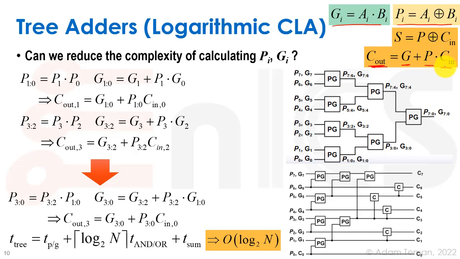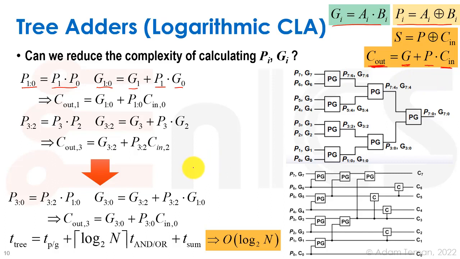Carry out is either we have a generate, or we propagate the carry in, and that is our carry out. Okay, so we can make this recursive and apply it onto sets of propagates and generates. So if we define propagate 1 to 0 as propagate 1 times propagate 0, and generate 1 to 0 is going to be generate 1 plus propagate 1 times generate 0, that's what we have over here.